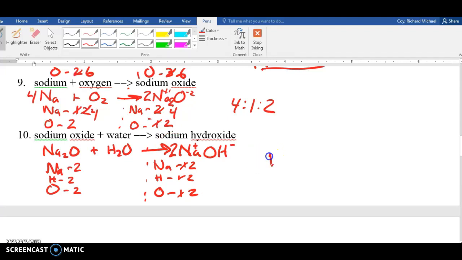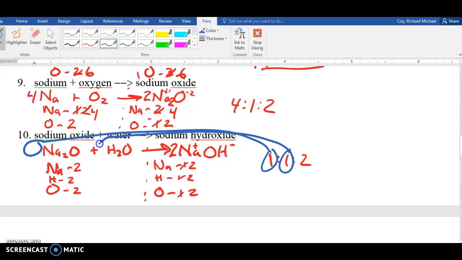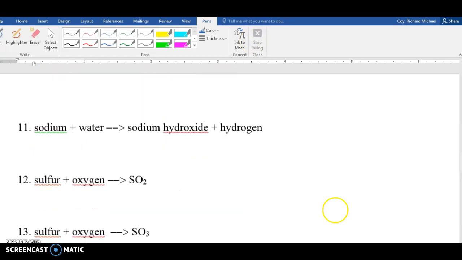Oh, done. 1, 2. Wait, where are those numbers coming from again? 1 is from there. Remember, if there is no number, it's assumed to be a 1. This one is from there. Remember, there's no number, so it's a 1. 2, there's a 2 drawn there, so we know that. All right, just about there.